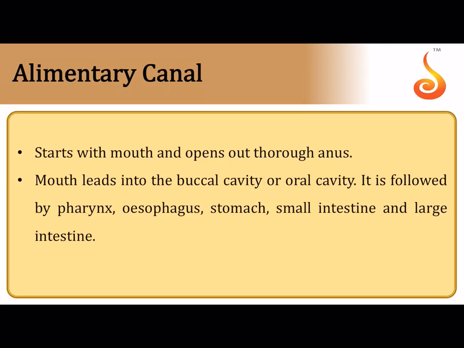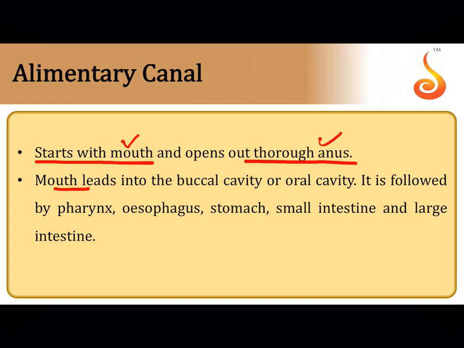One by one, let us look into what the parts of the alimentary canal are. Like I said, it starts with the mouth and opens out through the anus. So we have a complete digestive system, because in animals you know that there may be complete or incomplete digestive systems. We have a complete one because it starts with the mouth and terminates in the anus.